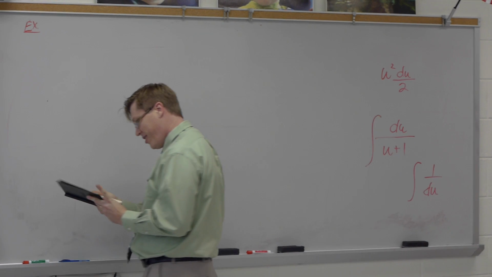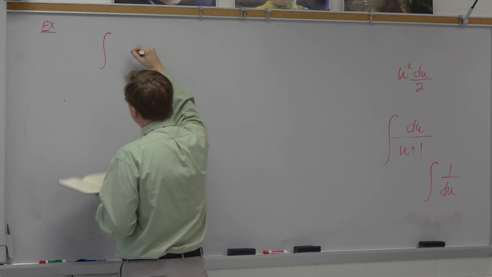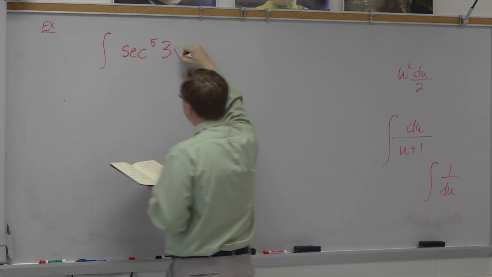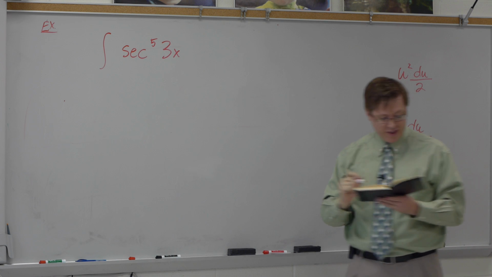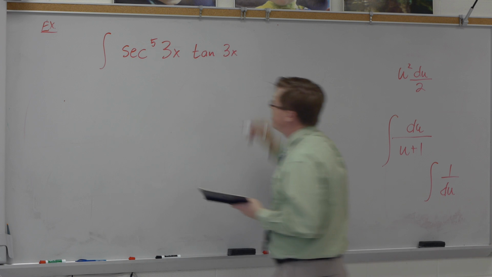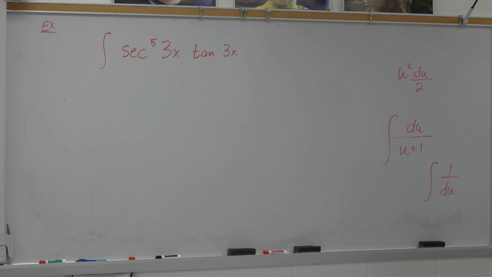Okay, another trig problem. Secant to the fifth of 3x times tangent of 3x. Find the right u, and then du, and then substitute, and it's easy.